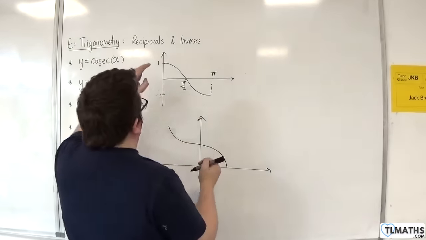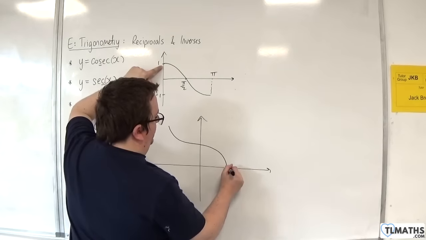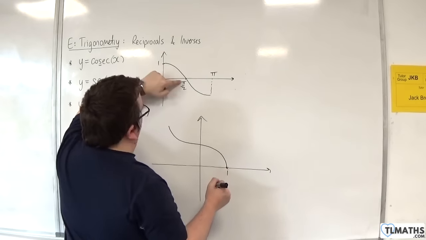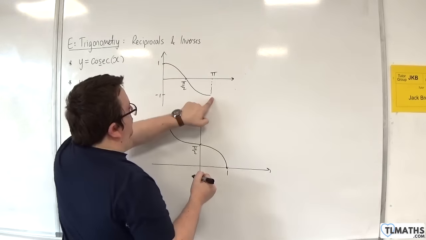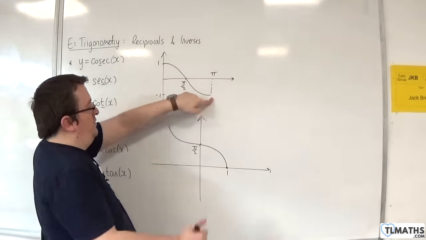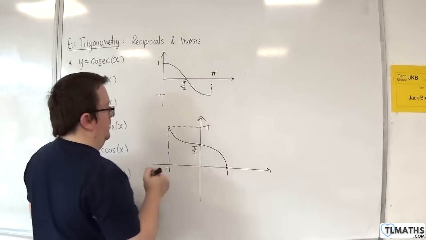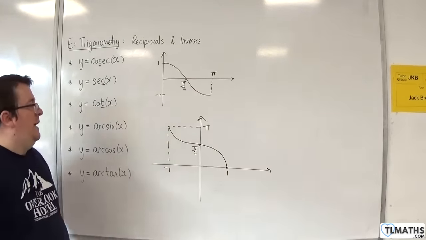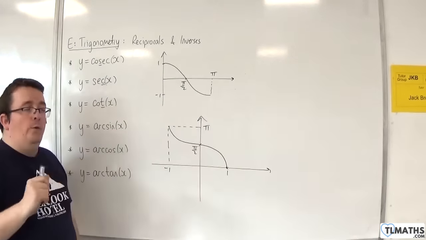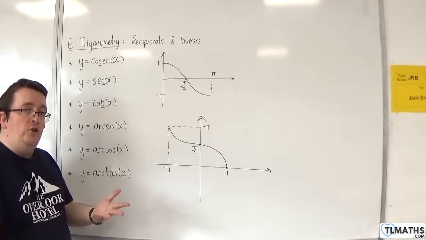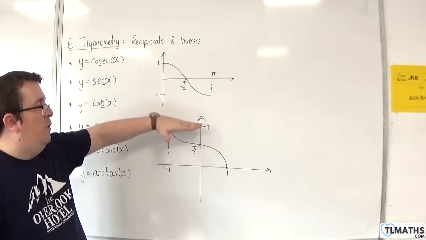So this point here, which is currently at 0, 1, will get reflected to 1, 0. This point at pi over 2, 0 will go to 0, pi over 2. And this point, which is at pi, minus 1, will go to minus 1, pi. Okay, and so that is arc cosine of x. And as we're working through this, you should be taking note of making sure you know the domains and ranges of these functions. So the domain here between minus 1 and 1, the range between 0 and pi.